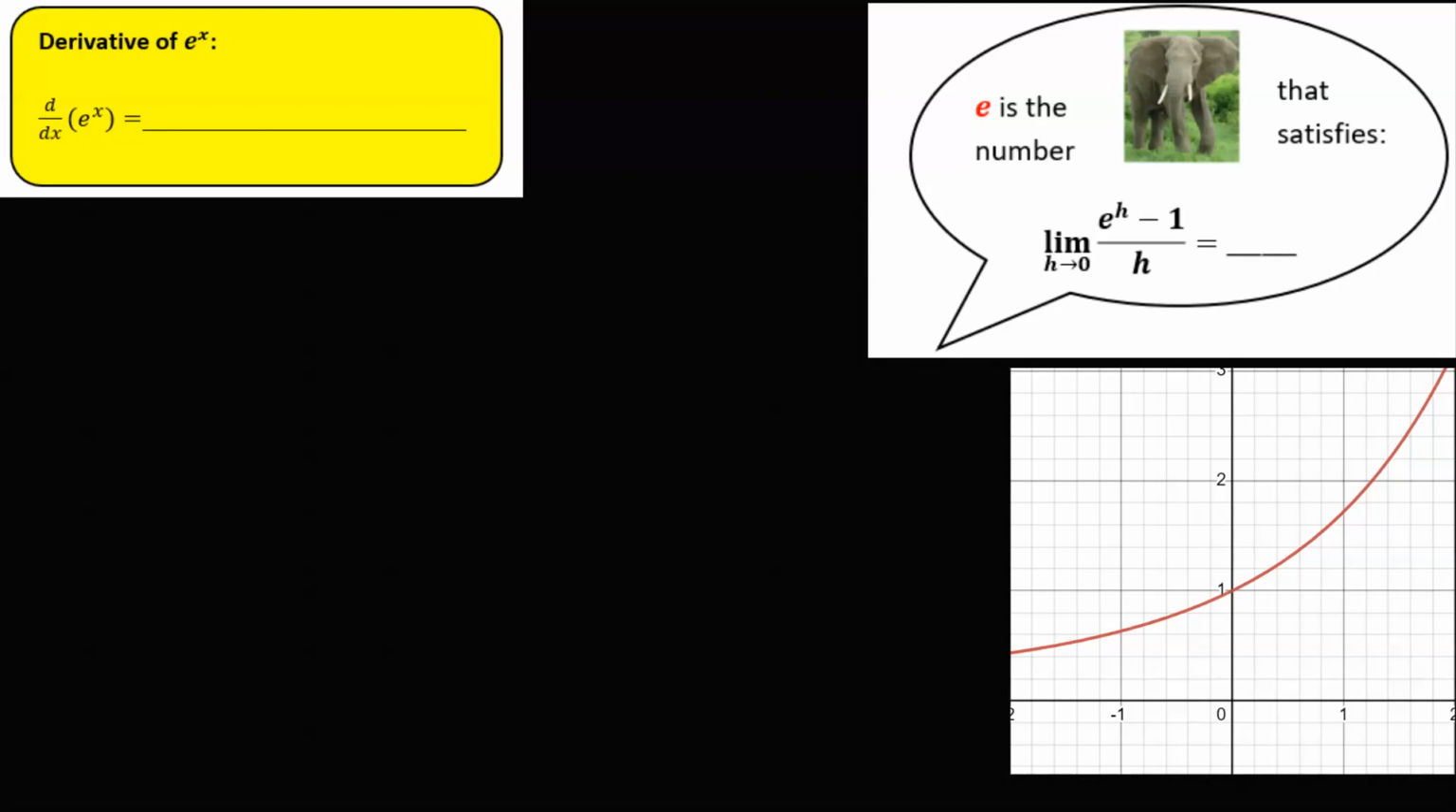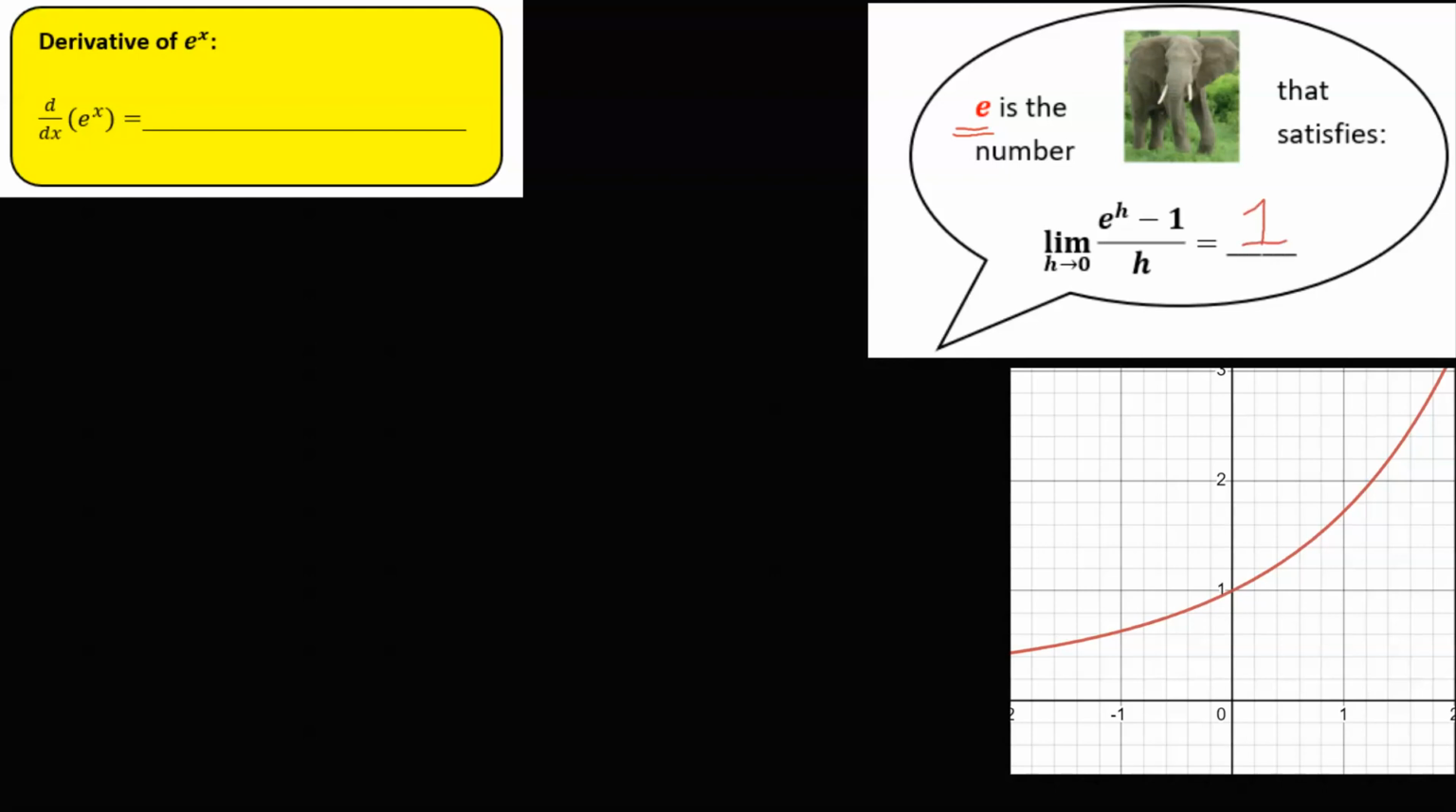E, by definition, is a number that would satisfy this limit definition. And what limit definition is that? That's the limit as h goes to 0 of e to the h minus 1 all over h. That limit is going to equal 1.